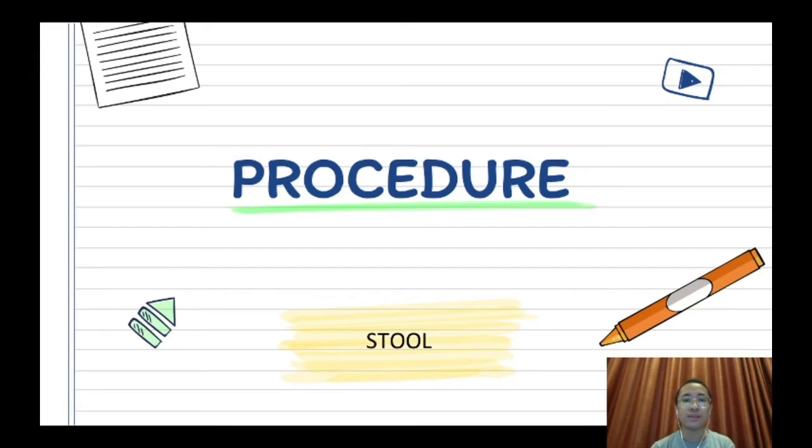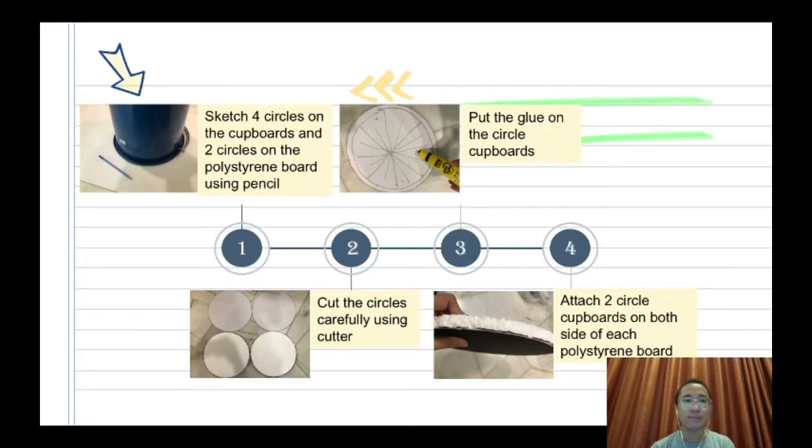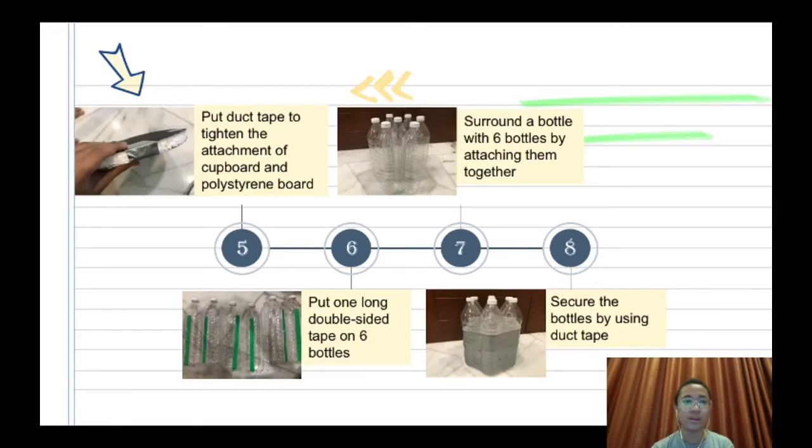So the procedure of making this stool. The first step is to sketch 4 circles on the cardboard and 2 circles on the polystyrene board using pencil. The second step is to cut the circles carefully using cutter. The third one, put the glue on the circle cardboards. And the fourth one, attach 2 circle cardboards on both sides of each polystyrene board. The fifth step is to put tape to tighten the attachment of cardboard and polystyrene board.